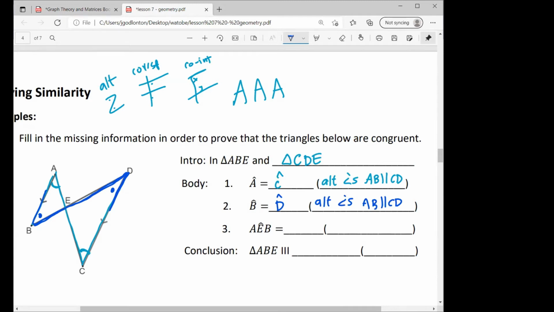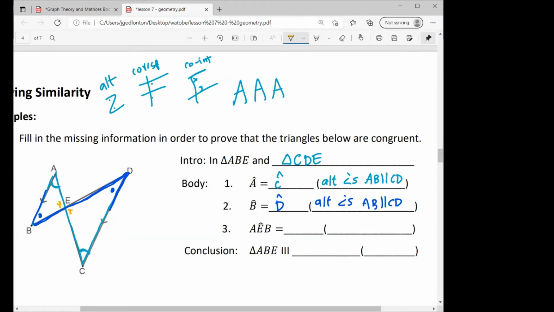And then you've got lots of different options for E. A lot of you, I think, will be able to see that they are vertically opposite from each other. But the cool thing with similarity is actually once we have found 2, we're allowed to just say the third one is the same because of angle sum triangle.